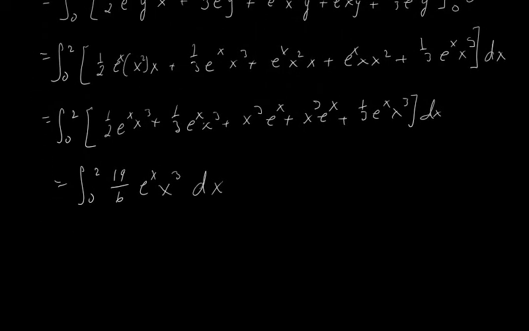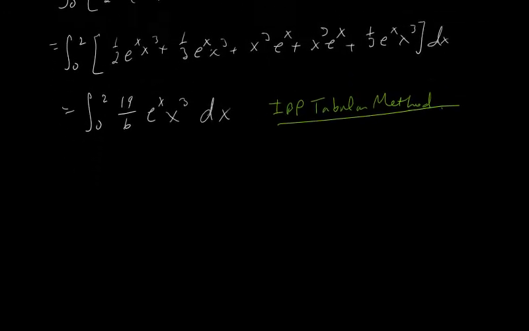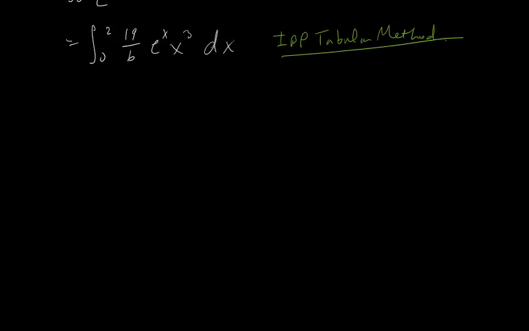Okay, phew, all right, so now what? Well, we've got an e to the x and an x cubed, so that's typically going to be a good candidate for integration by parts, and we'll have to do it 3 times, so I'm going to use the tabular method. So let's do integration by parts, tabular method. So we've got plus, minus, plus, minus, plus, minus, etc.